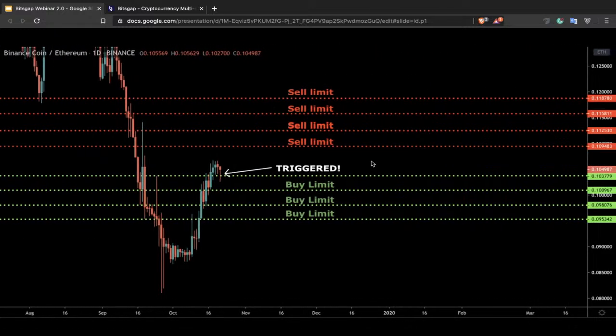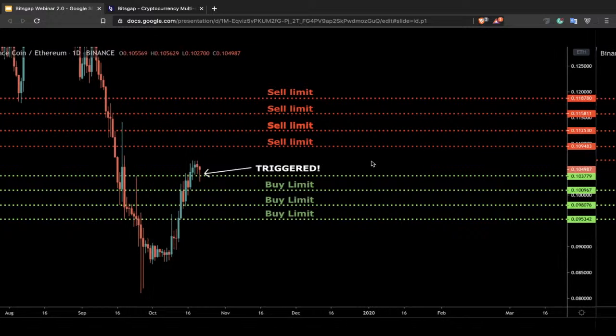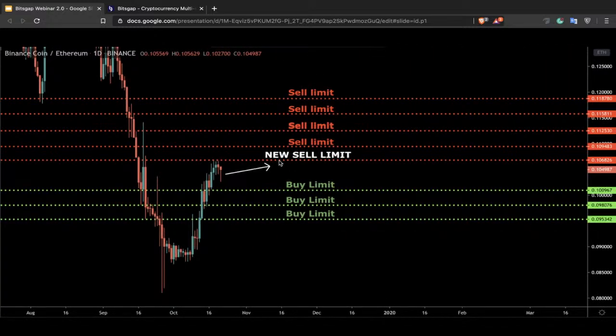So here we see that the price started to move downwards, and it triggered the first buy limit order. As it triggered the first buy limit order, the bot will automatically place a new sell limit order right above the price, maintaining the grid spacing. Grid spacing is another term you have to understand in order to become successful at automated trading. Grid spacing is basically the space between our limit orders.